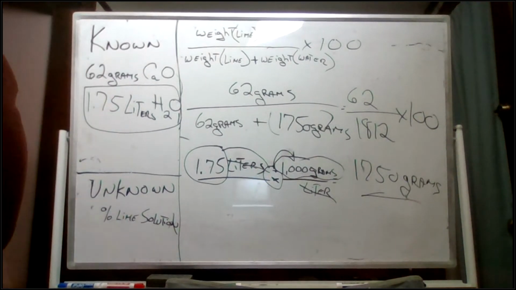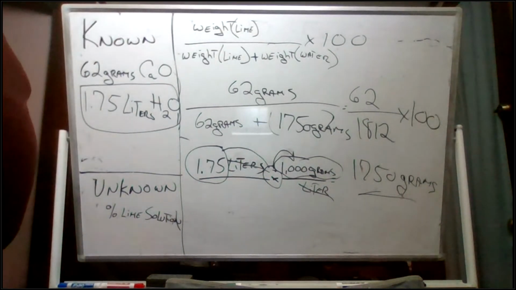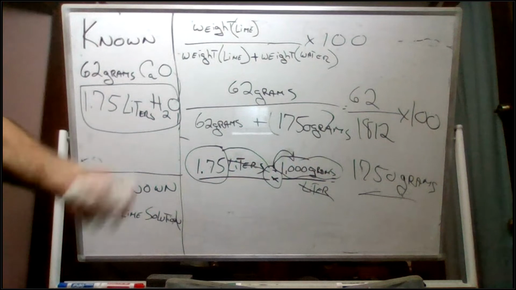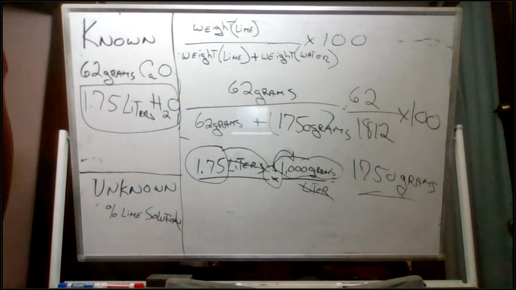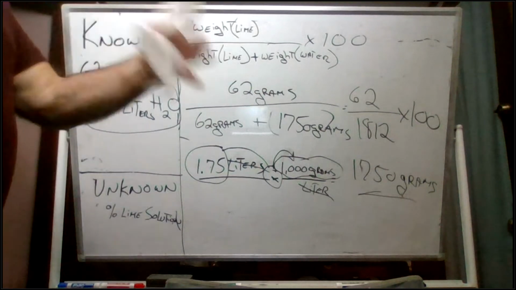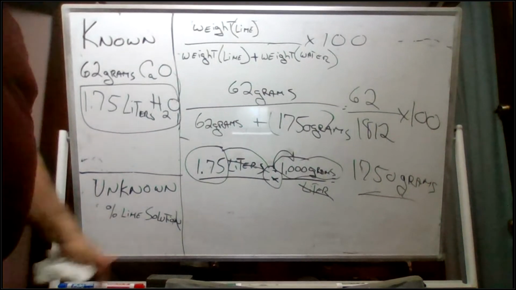As a rule, as far as water goes, 1 liter of water weighs 1,000 grams, which is the same thing as a kilogram, which is the same thing as 1,000,000 milligrams, which is why milligrams per liter is a part per million, in case you're interested. So that's not too shabby.